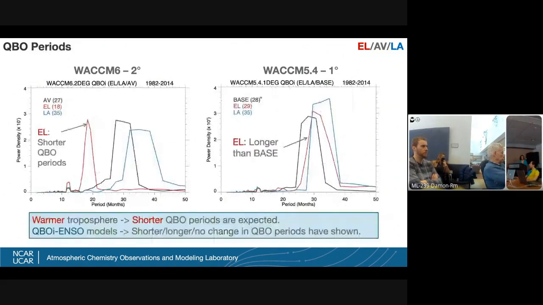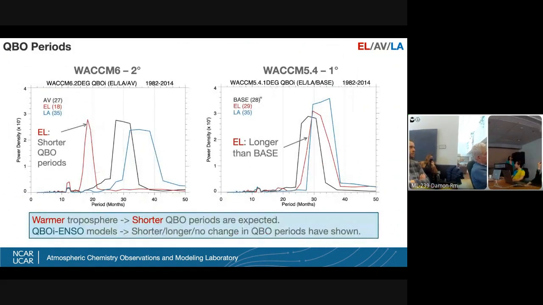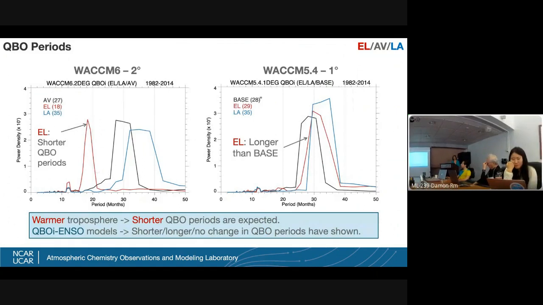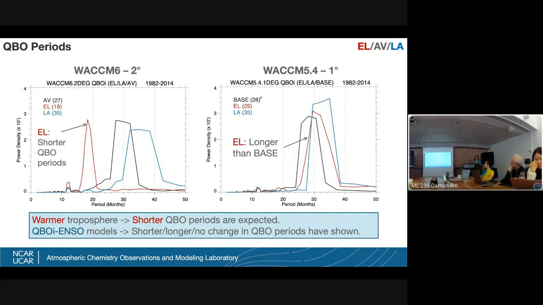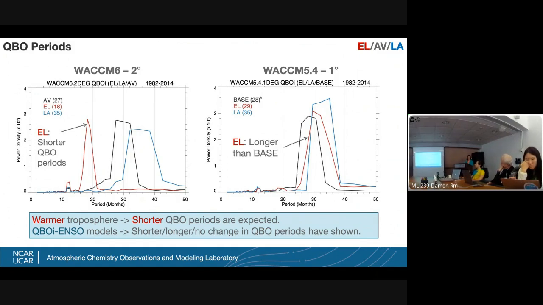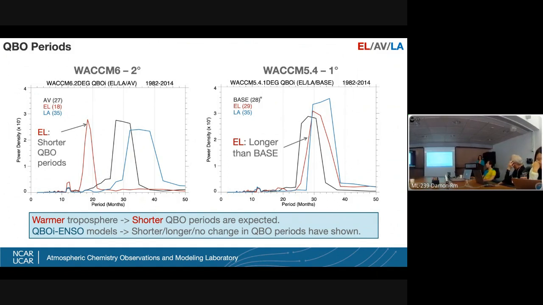And how about the period? We've looked at the previous slide. Perpetual El Nino for the 2-degree case, QBO becomes faster. Is that true? So I'm comparing these two plots. On the left is WACCM6 2-degree. On the right is 1-degree. Once again, black is for average or base case. Red is El Nino and blue is La Nina.